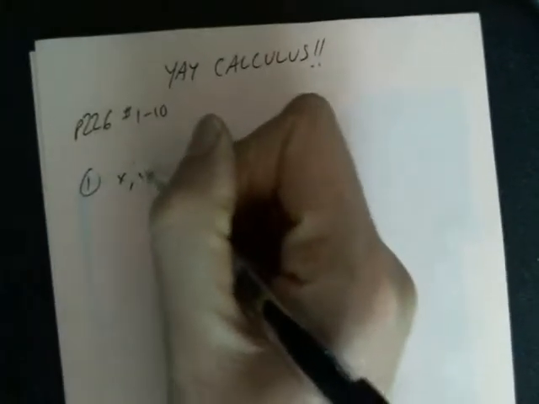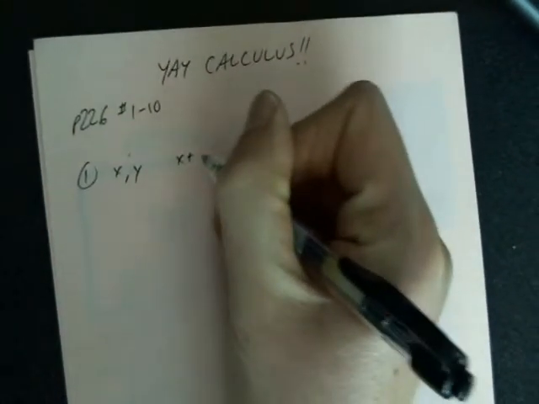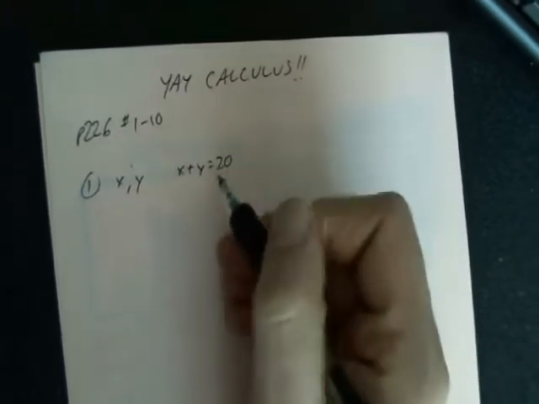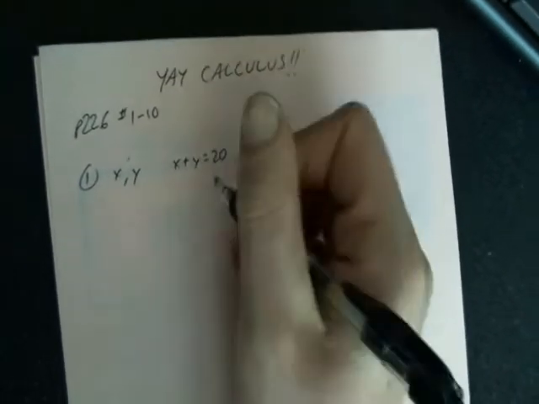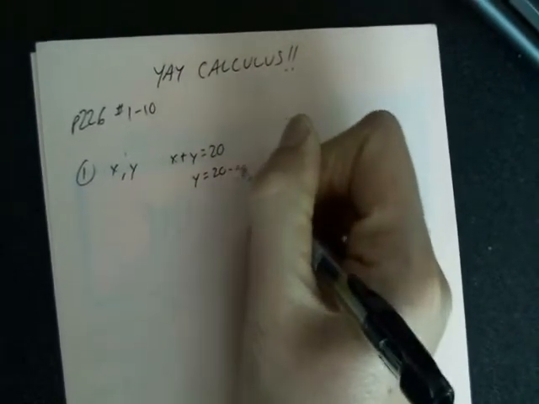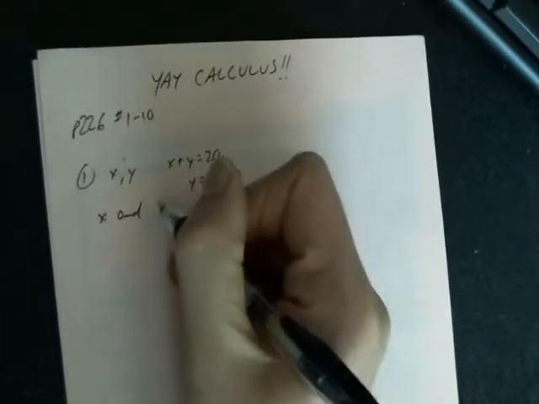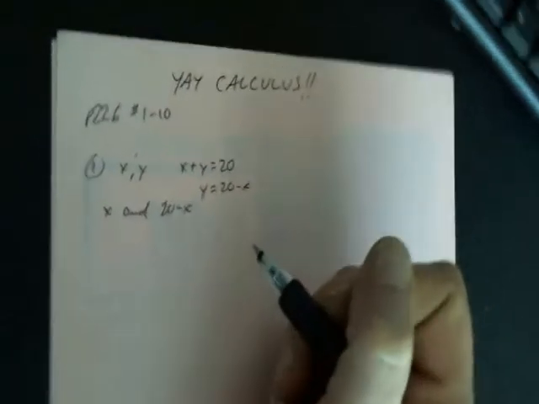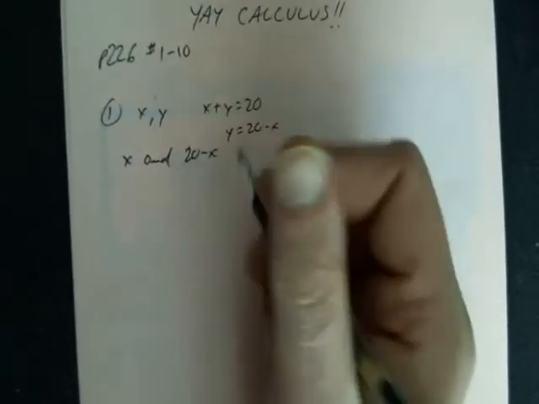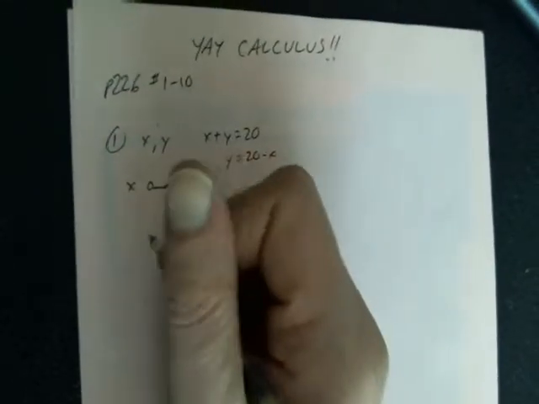Alright, so we need our two numbers. We'll choose x and y. The sum of these is 20. We don't like 2 variables, we like 1. So let's solve for the other. So our two numbers are now x and 20 minus x. So we need to maximize and minimize the sum of the squares.